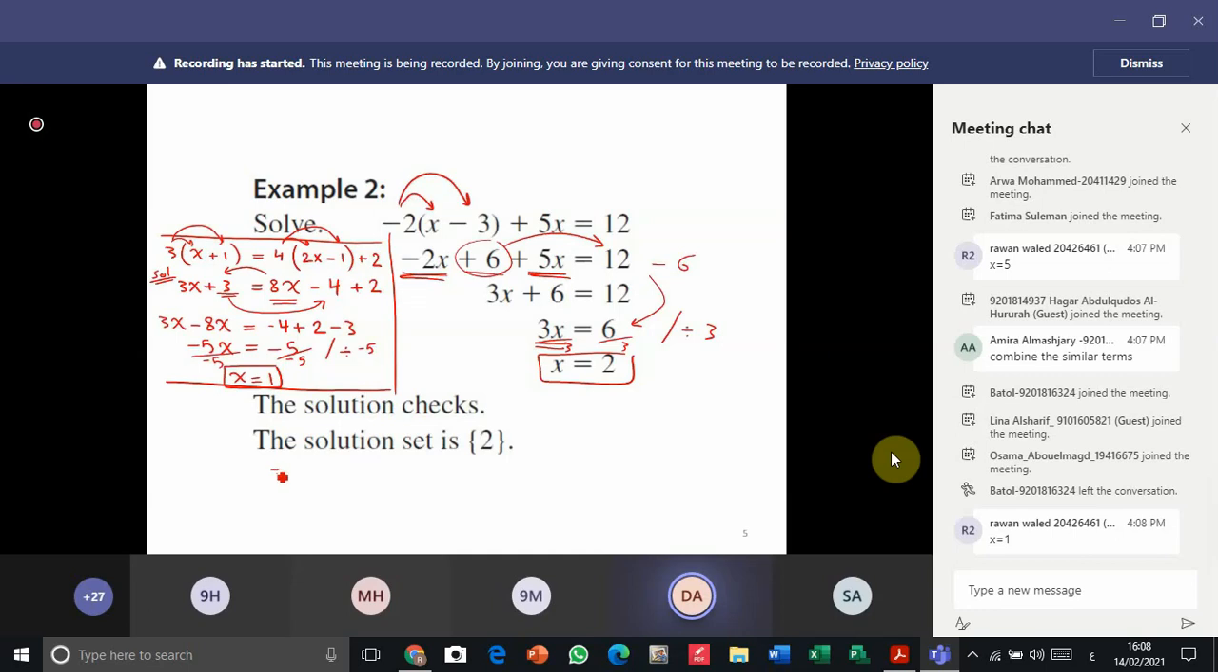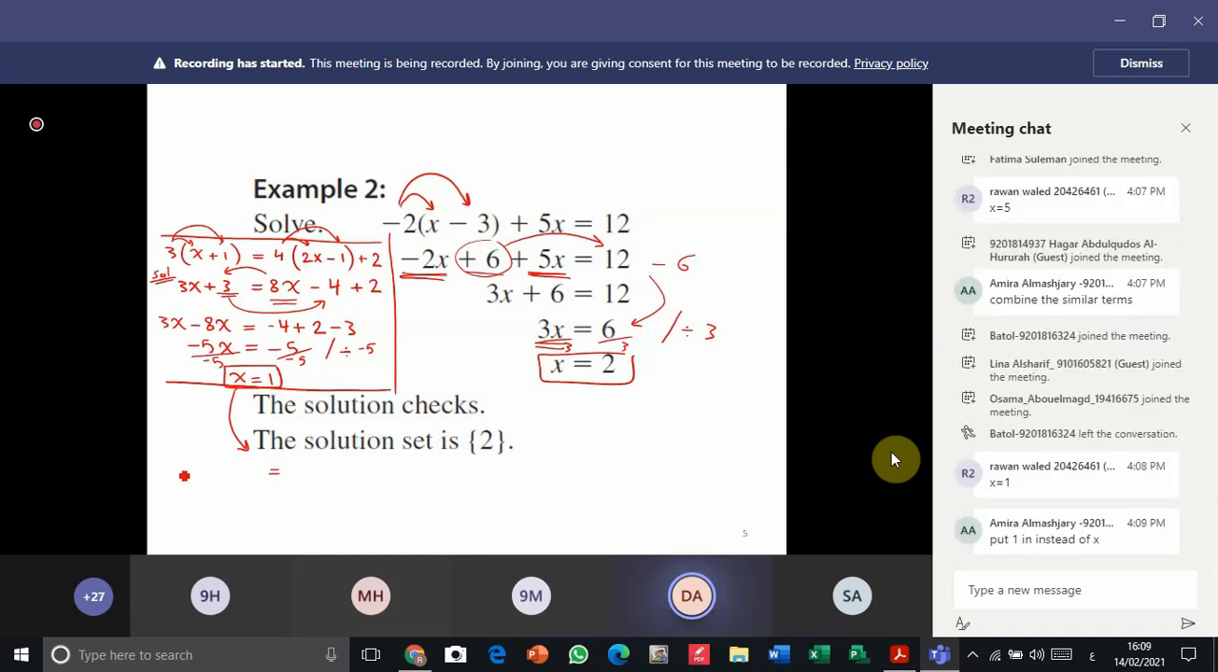We have left hand side and right hand side. So if we need to verify, substitute x in the linear equation. When we substitute x in the left hand side, we have 3 times (1 plus 1). When we substitute x = 1 in the right hand side, we have 4 times (2 multiplied by 1 minus 1) plus 2.